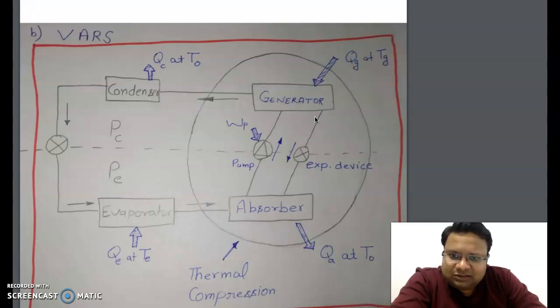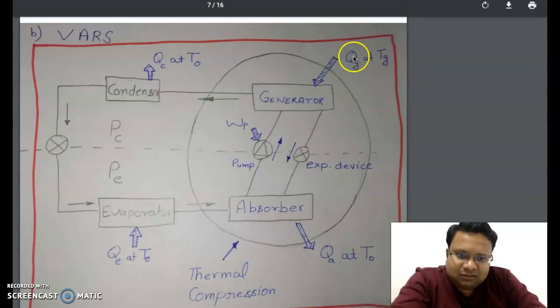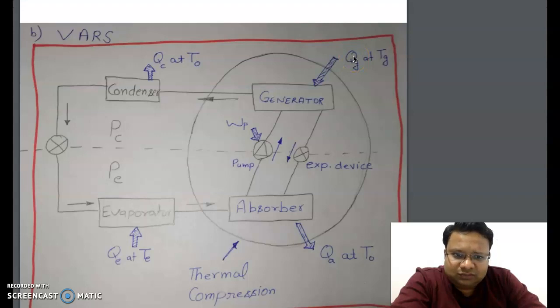So in very large industrial applications where we have heat in the chimneys, instead of releasing it into the atmosphere, we utilize that heat in the generator to separate our solution into vapor, high pressure, high temperature vapor, and the remaining part. So this is a major difference between VCRS and VARS.